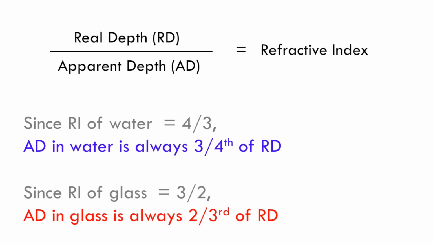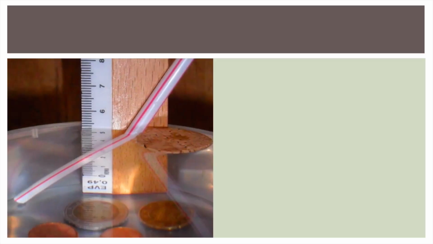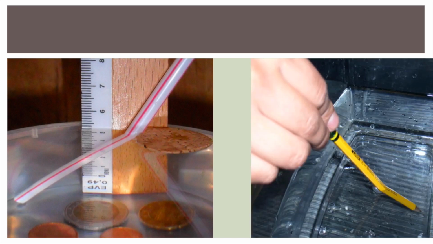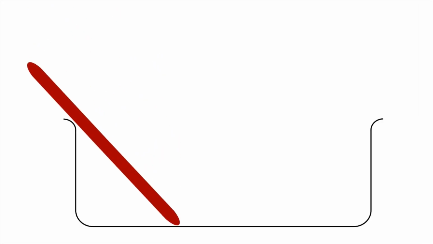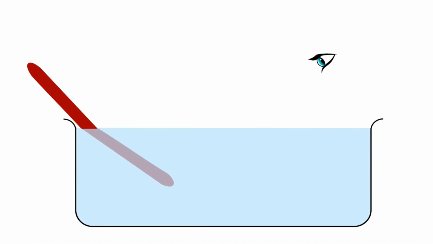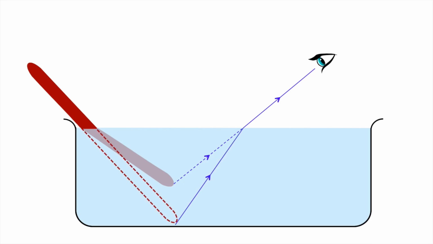Next, let us look at one of the most classical effects of refraction. When an object such as a straw or a pencil is dipped in water, it appears to be bent. Let us understand how this happens. Consider a stick kept in an empty vessel. When the vessel is filled with water, the stick appears to be bent. This is because light appears to have taken a straight path, despite being refracted when it goes from the tip of the stick to the eye of the observer.